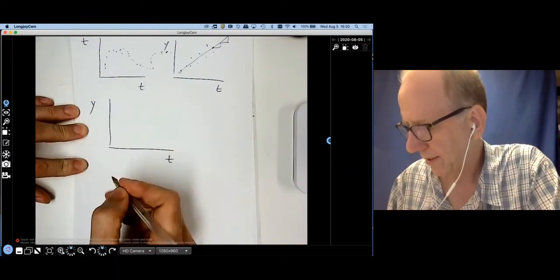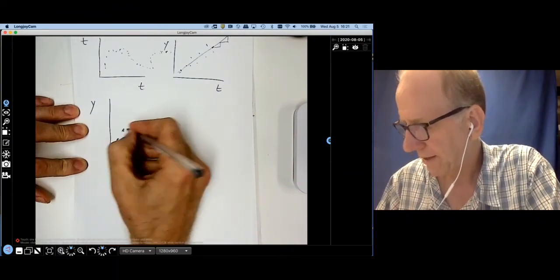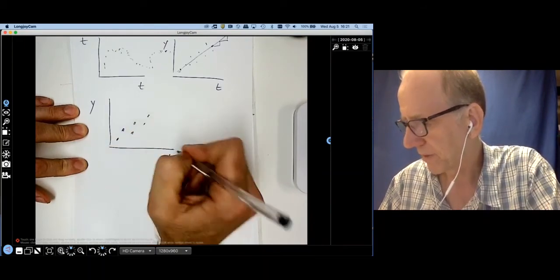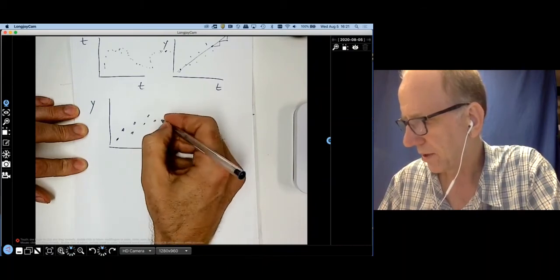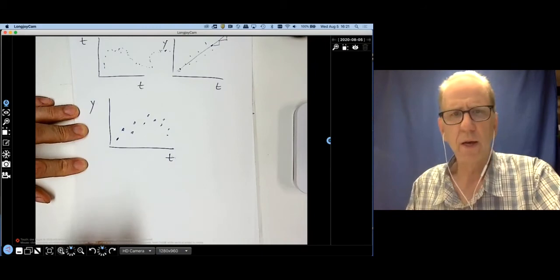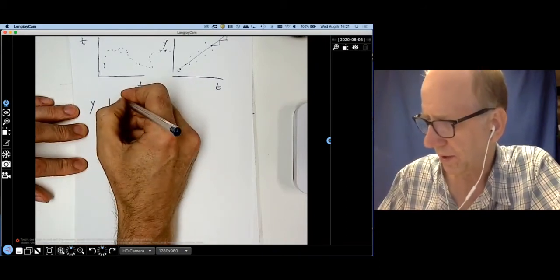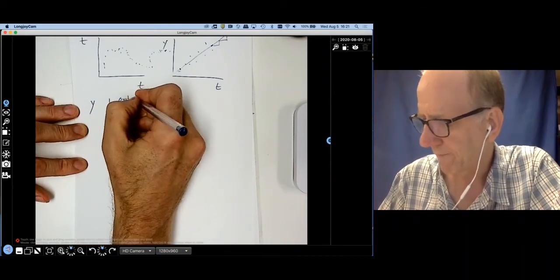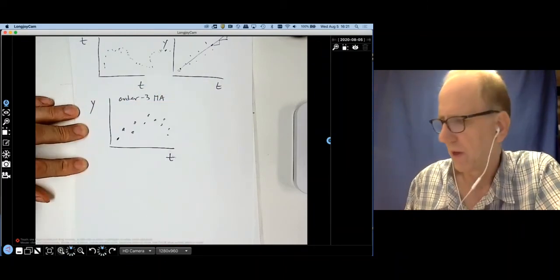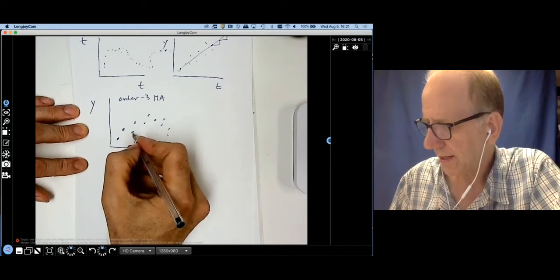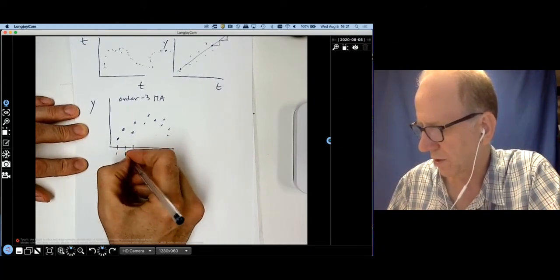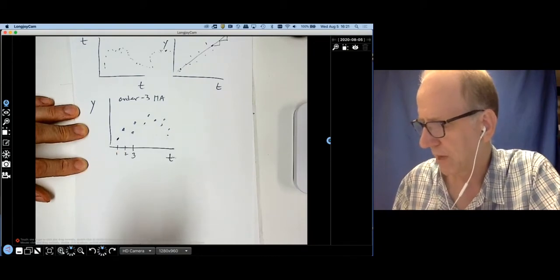So let's say that I have a time series that looks something like this. I'm going to make it so it's going up for a while, and then maybe it goes down for a while, kind of like a random walk. And let's have the order 3 moving average. So let's take, for example, time period 3. So this is 1, this is 2, this is time period 3.